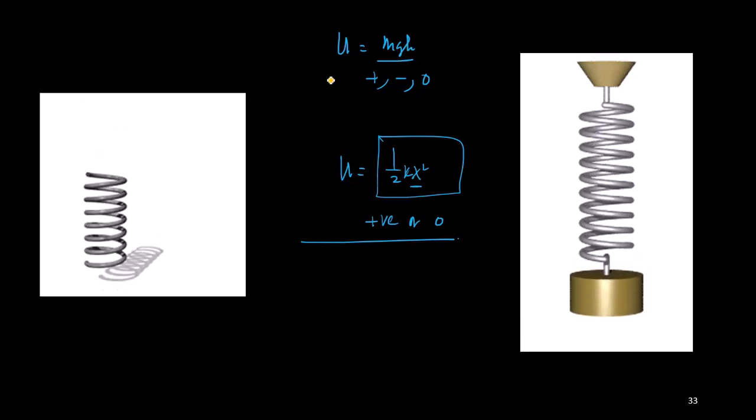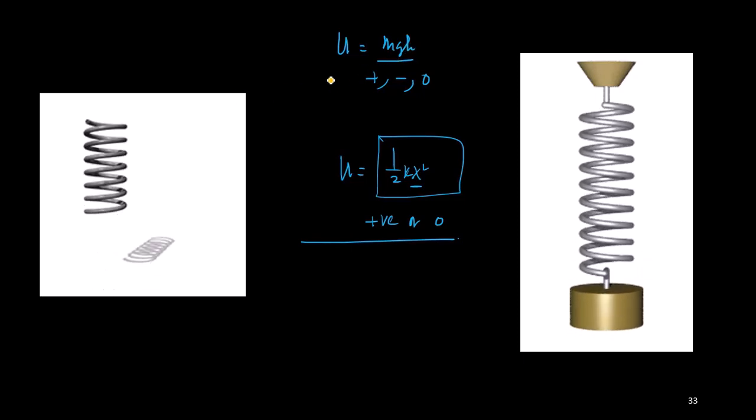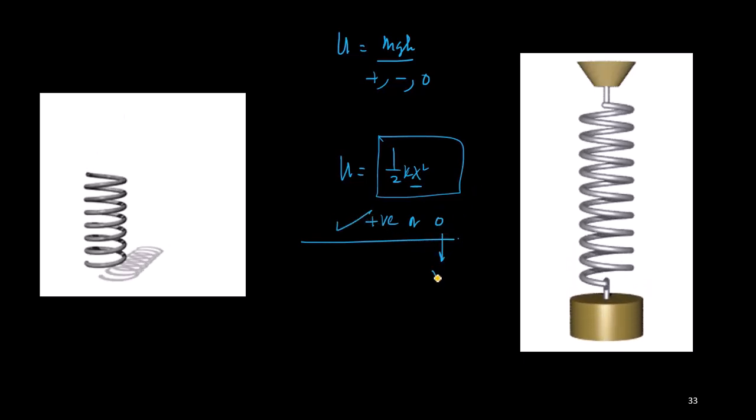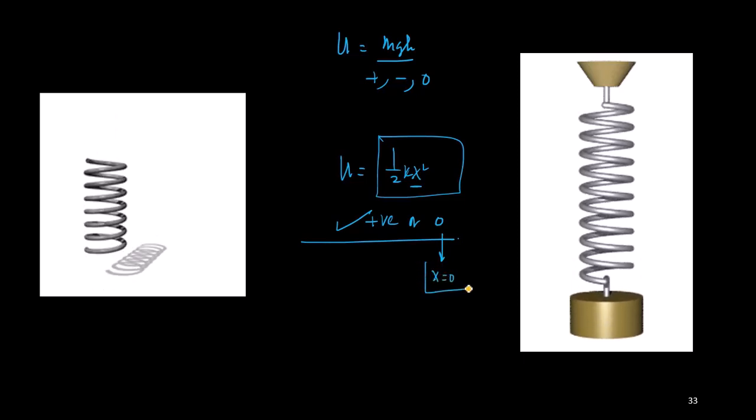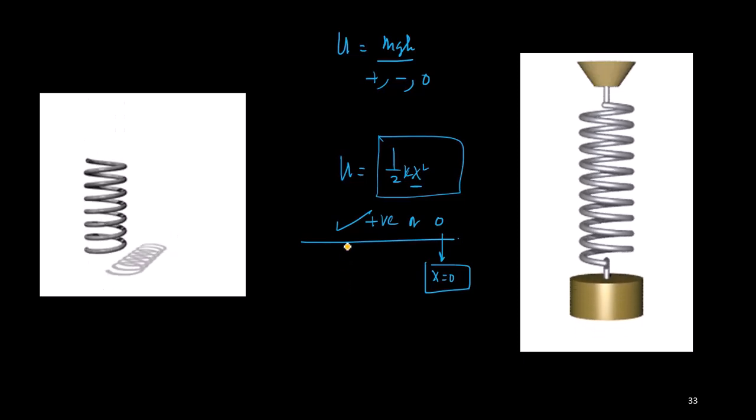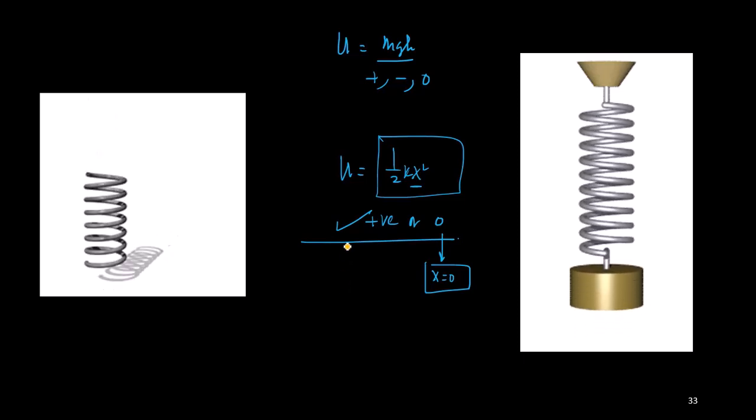Why? Because h can be positive, can be negative, or can even be 0. But spring potential is always positive or 0. Why does it become 0? Because there is no elongation. If x equals 0, no elongation, no compression, under that situation only the spring has 0 potential energy.